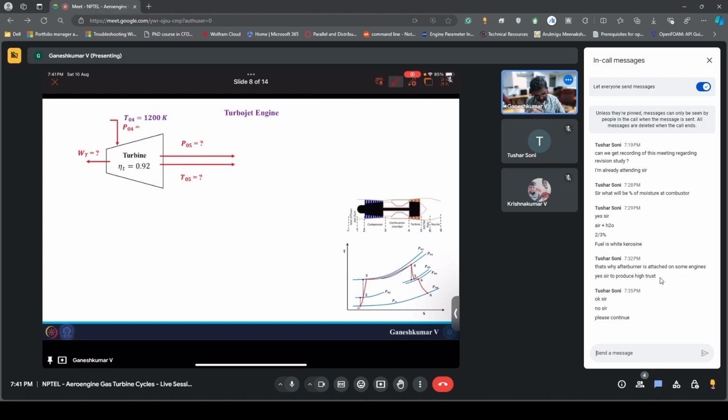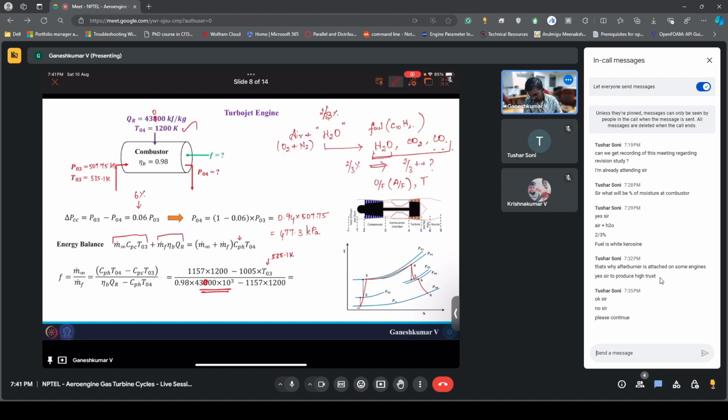Okay. So once you substitute all this, if you find out the fuel air ratio, it might come to something like 0.0209. Please verify this if you have a calculator with you. And yeah, so this is the fuel air ratio that we are including.